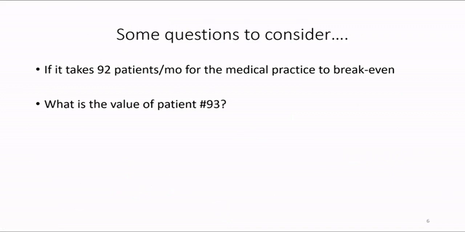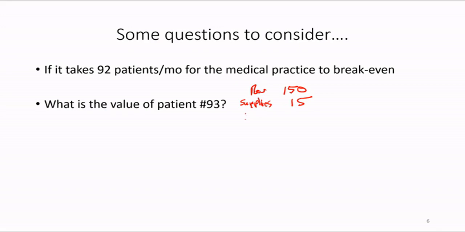Well, that's pretty easy to work out. We know that patient number 93 will generate revenues of $150 for the practice. We know that we will consume some supplies to see the patient. And if you refer back to the profit and loss statement, you'll see that we consume $15 on average of supplies for every patient that we see.